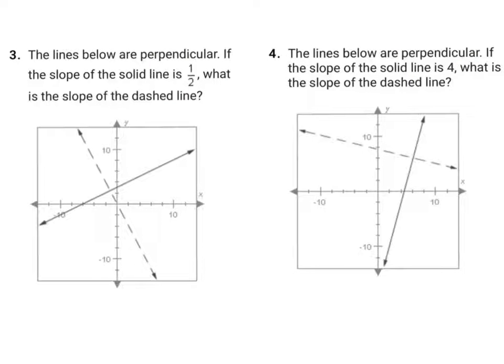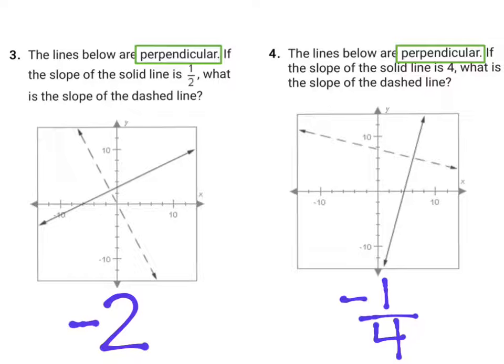In problem number 3, we have perpendicular lines. And in perpendicular lines, we want opposite reciprocal. And so if the slope of one of them is 1/2, then the other slope is negative 2, the opposite reciprocal. In number 4, once again, perpendicular lines. One of them has a slope of 4, so the perpendicular slope would be the opposite, which is negative, and the reciprocal of 4 is 1/4.